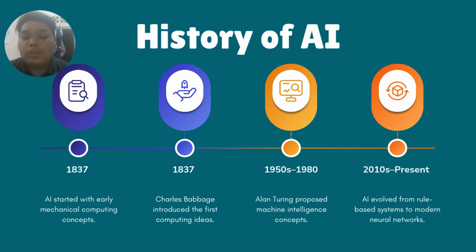And then from 2010 to the present, this is the era of machine learning. Instead of giving the AI rules, we give it a massive database and use neural networks. The AI can learn to recognize patterns and can generate content on its own. Next.